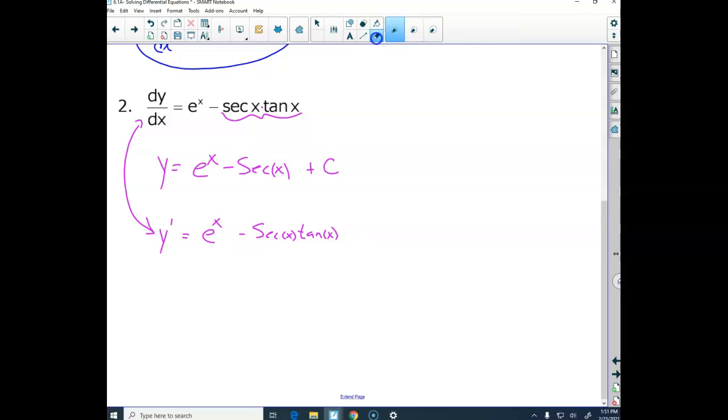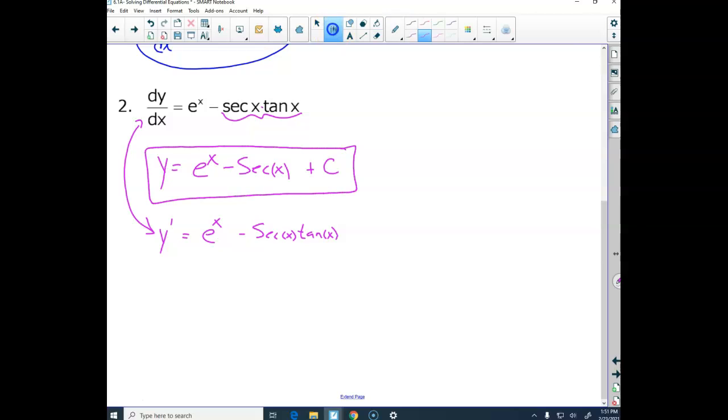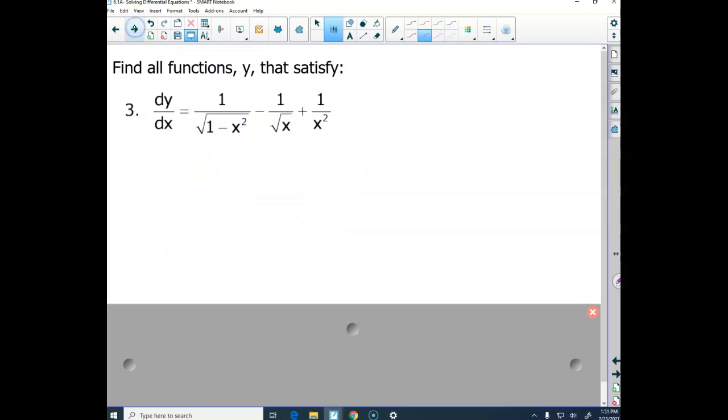And notice if I take the derivative of what I just anti-differentiated, I get right back where I started. That is how you check to make sure your derivatives are correct. Don't just type them into your CAS. Okay, we can, but you need to make sure these things get done correctly. This is a very important skill.